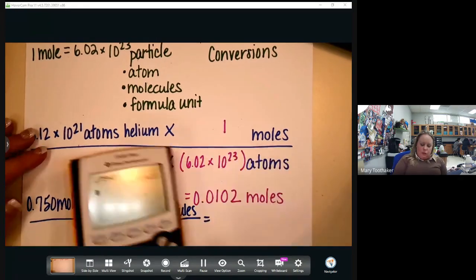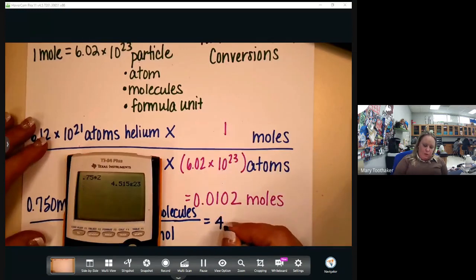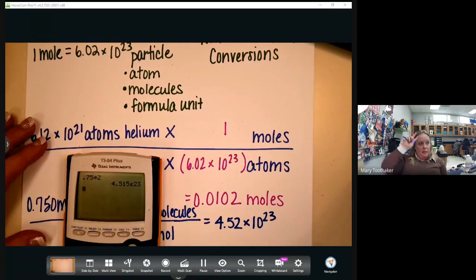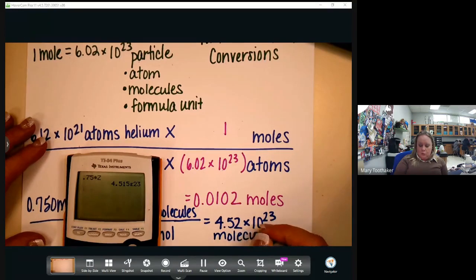4.515. I want it in 3 significant digits, so that is going to be 4.52. You cannot leave off that e to the 23rd. It may not be significant, but that doesn't mean it's unimportant. So don't forget those times 10 to the whatever. And my final unit then is molecules.